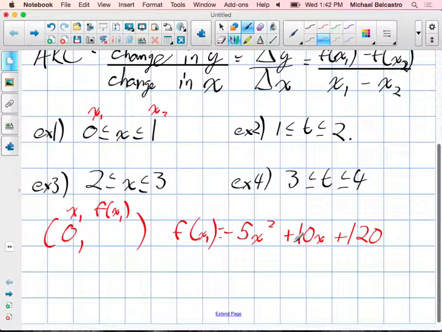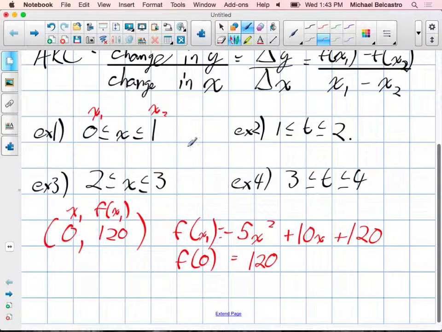So there we go. We're going to have to plug 0 into this equation to figure out what our y value is. So we're looking at f at 0. Anyone know what it's going to be? 120. Very simple, right? The 0 is essentially going to eliminate everything else that's left over. So our y value, or our f at x1, is 0 and 120.